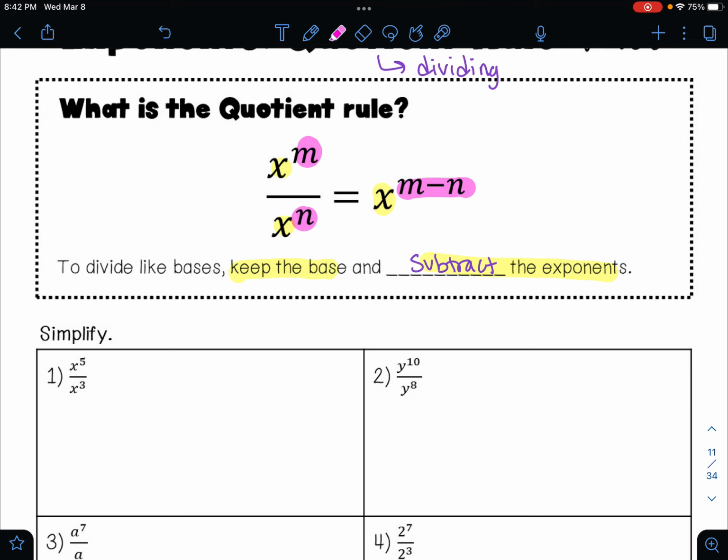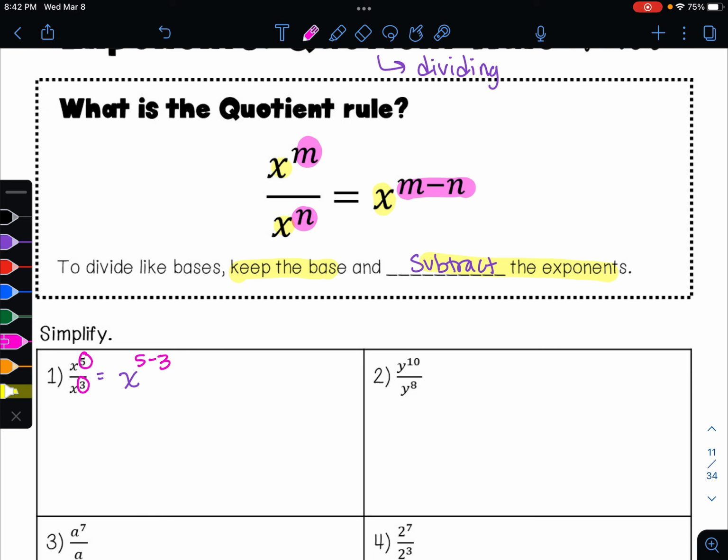So let's look at that with this first example. Here we have x to the fifth divided by x to the third power. So in this example, my base is x. And I'm going to subtract my exponents. Numerator minus denominator. What is 5 minus 3? 2. So my answer is x raised to the second power. Let me show you why this works.